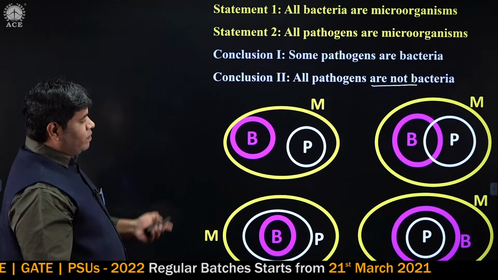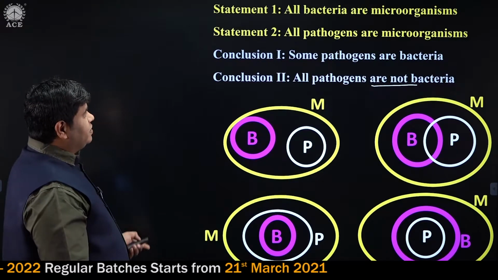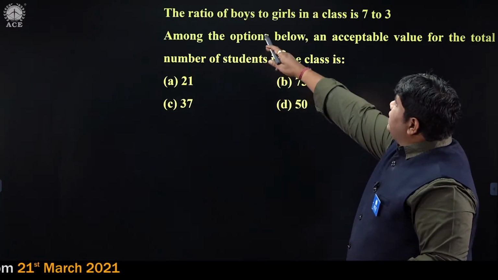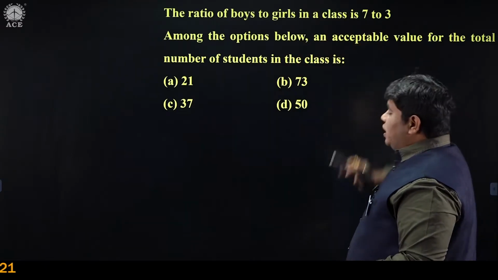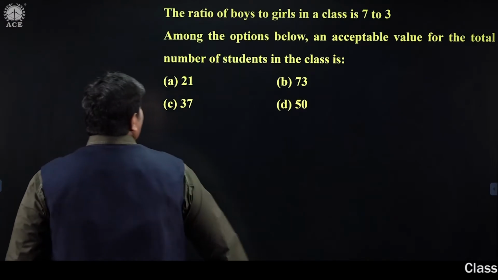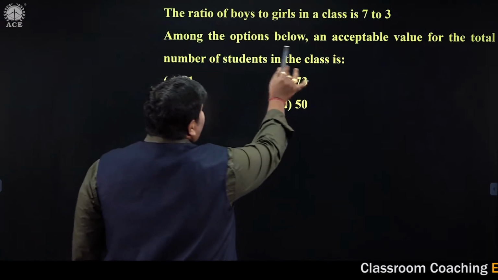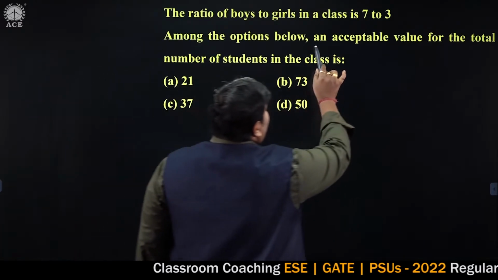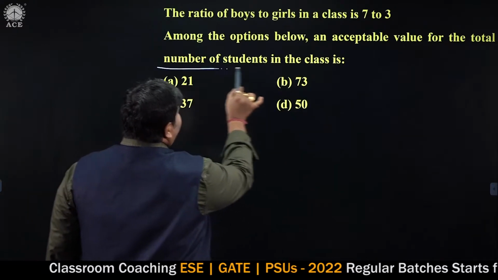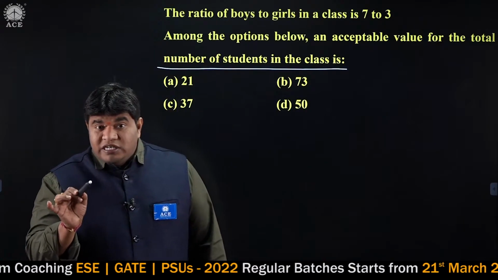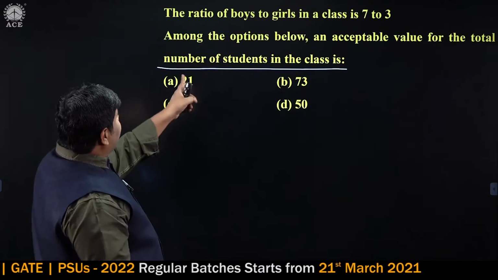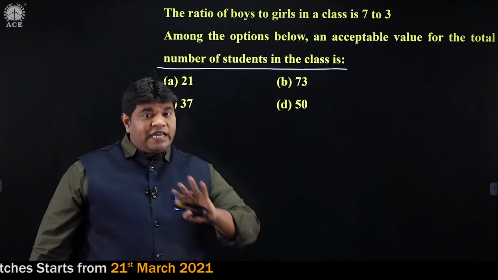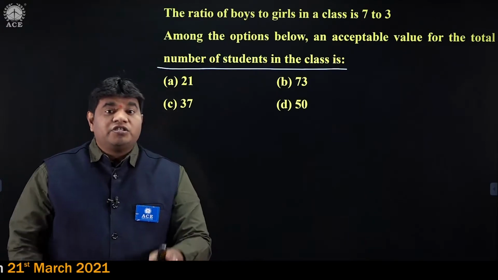Observe. Now the next problem, a very easy problem. One more question. The ratio of boys to girls in a class is 7 to 3. Among the options below, an acceptable value for the total number of students in the class is asked. Just an acceptable value they are asking. So what is the given ratio? 7:3.